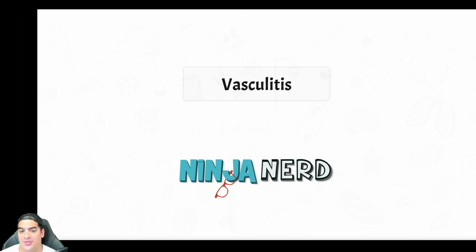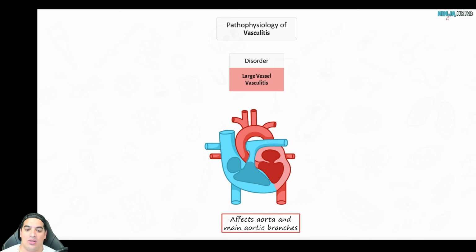This is a really interesting lecture. There's going to be a lot to talk about here. So, when we talk about vasculitis, let's first discuss the pathophysiology. And the best way to do this is to cover the three types of vasculitis. The first one is large vessel vasculitis.